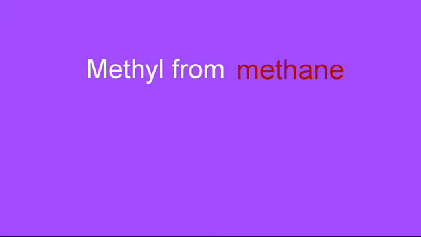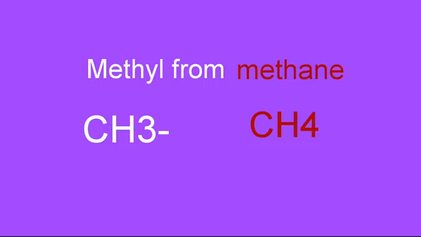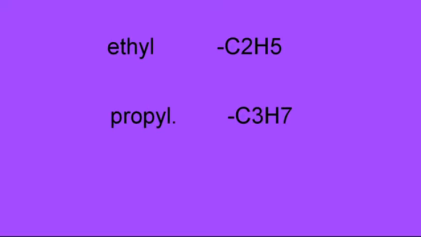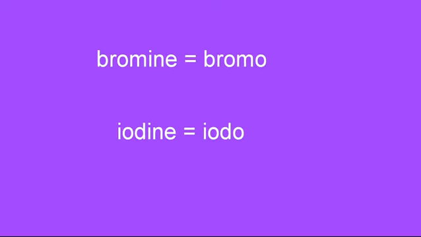For example, we have the methyl, which is CH3 as against CH4 for methane. So methane is CH4, methyl is CH3. Then we have the ethyl, then we have the propyl, as the case may be. So they are just 1 hydrogen short of the corresponding alkane. So we can have fluorine as a substituent. It will be called fluoro, chlorine, chloro, bromine, bromo, iodo, and so on and so forth.